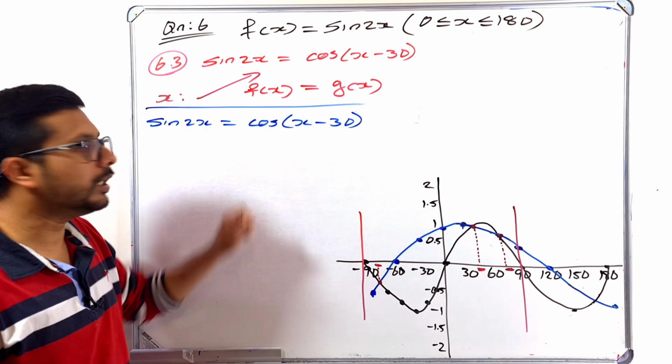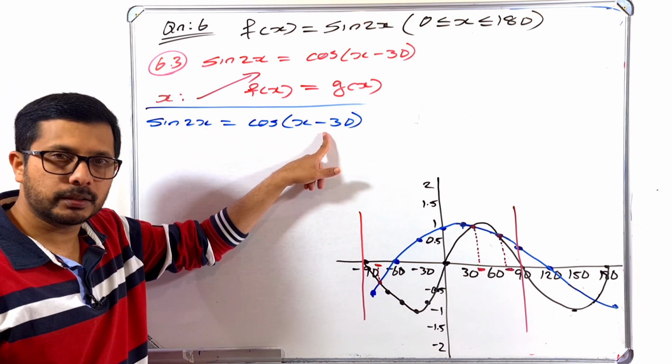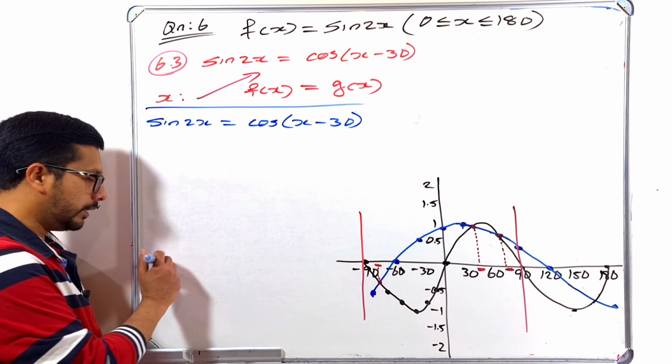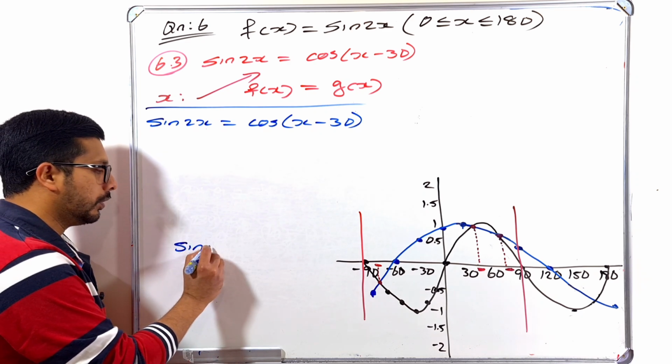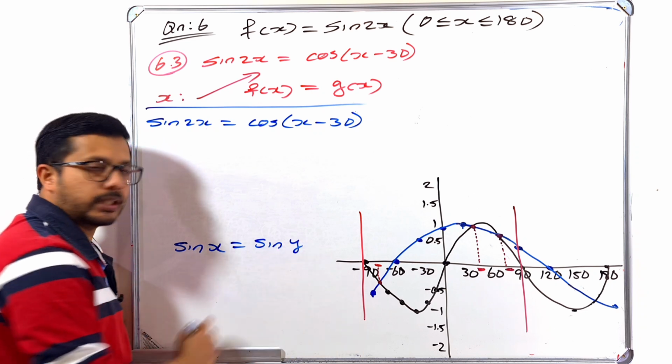But unfortunately here it is cos. So we can't write 2x is equal to x minus 30. Do you understand? Guys, what I'm saying is that sine of x is equal to sine of y.